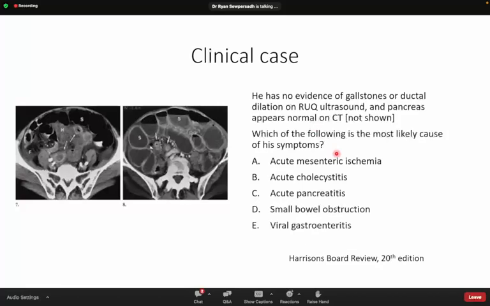So which of the following is the most likely cause of these symptoms, given the presentation thus far and given the imaging? Is it A, acute mesenteric ischemia? B, acute cholecystitis? C, acute pancreatitis? D, SBO, which is small bowel obstruction? Or E, viral gastroenteritis? If this looks a bit puzzling, fear not, because at the end of the session, hopefully we will be able to answer this question confidently.